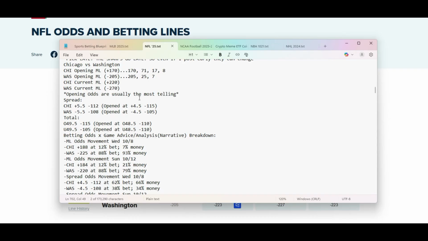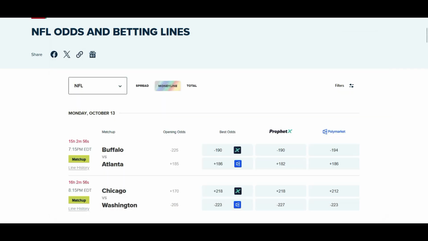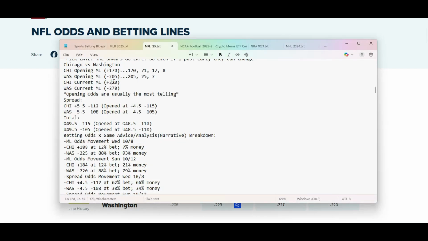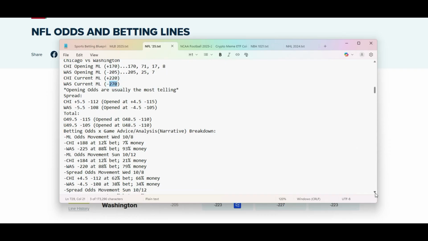But let's go to Chicago versus Washington. Chicago opens at plus 170, minus 205. Plus 170, minus 205, as you can see right here. Minus 205, plus 170. Currently, it is plus 220, minus 270. And we're going to go over the splits for that.